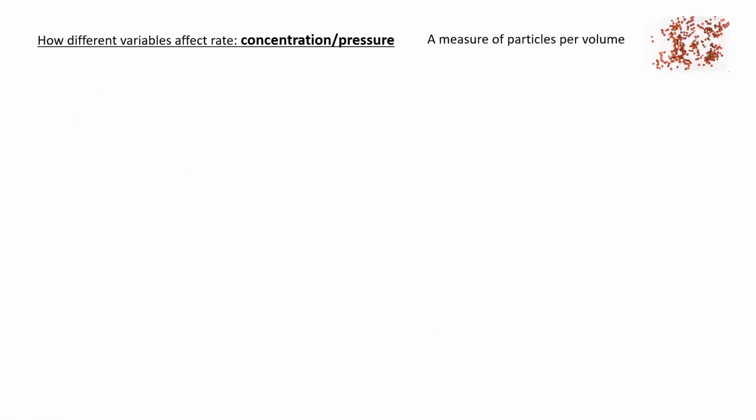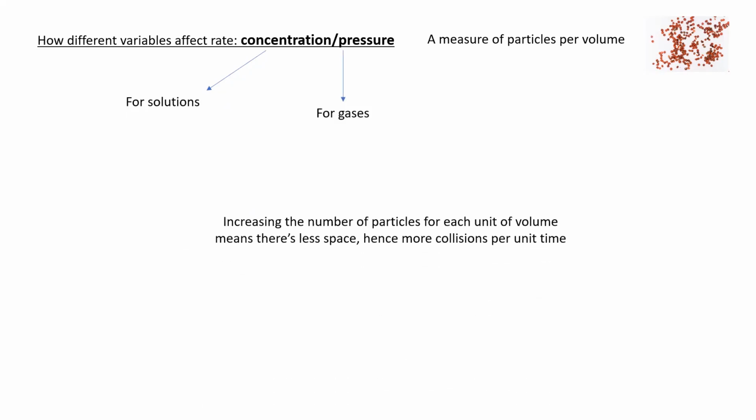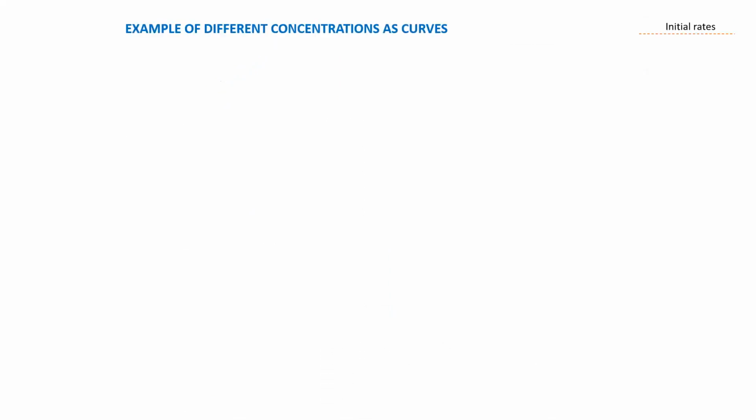If we then look at concentration and pressure, which go hand in hand through liquids and gases, it's basically measuring the particles per unit volume. So concentration is for solutions and pressure is for gases. If we increase the number of particles for each unit of volume, there's less space, so more collisions per unit time. So the rate will increase.